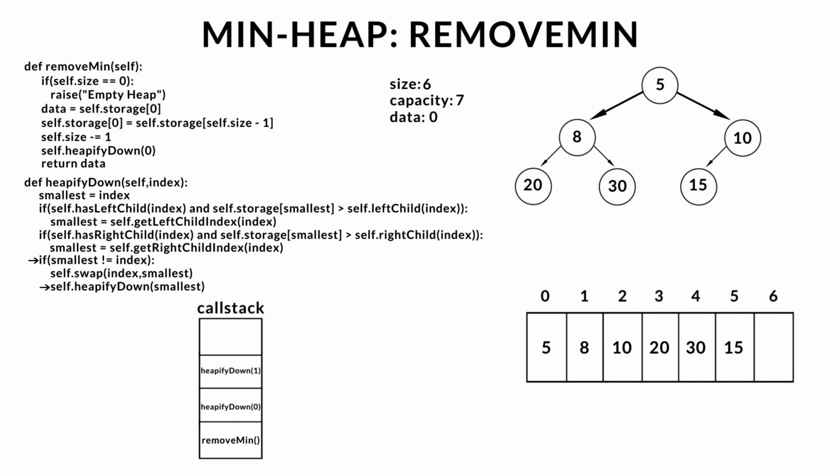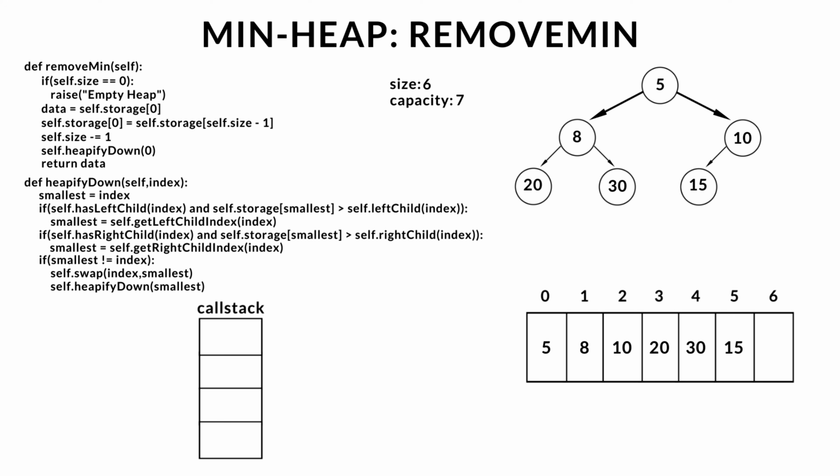We then get returned to the previous HeapifyDown method, which has now also finished executing. So we could pop this off the stack as well, which we then get returned to the previous HeapifyDown method, which has now also finished executing. So this gets popped off the stack as well. We then get returned to our RemoveMin method, where we continue executing our code. So we go ahead and return the data. And since this has also finished executing, we could pop this off the stack as well.